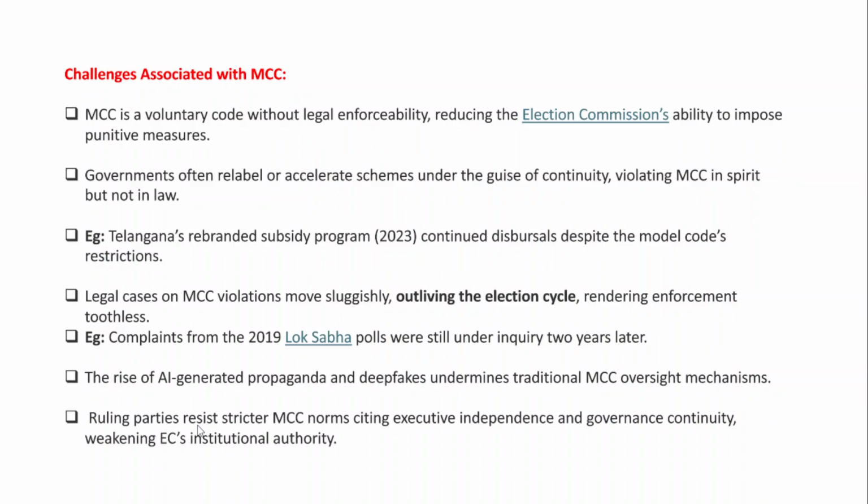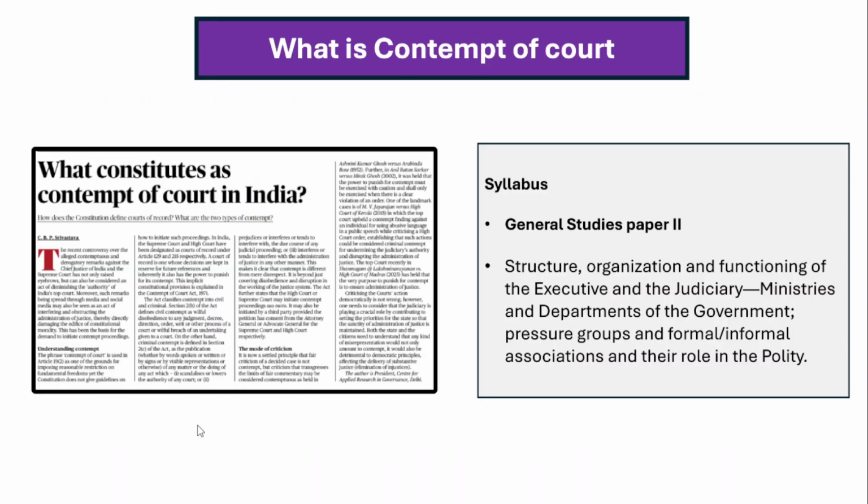So therefore, there is a need for reforms, there is a need for providing legal sanction to the Model Code of Conduct, and there is also a need for strict punitive action if anybody is found violating the Model Code of Conduct, even if the candidate is from the ruling political party. Right, so that's how you can also write these suggestions, and I hope you have understood this topic about the Model Code of Conduct as well.